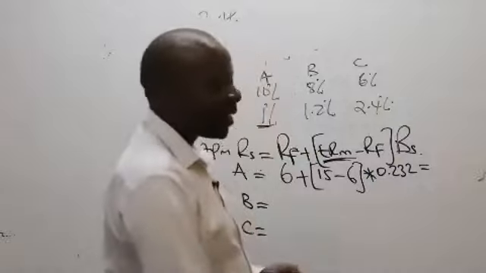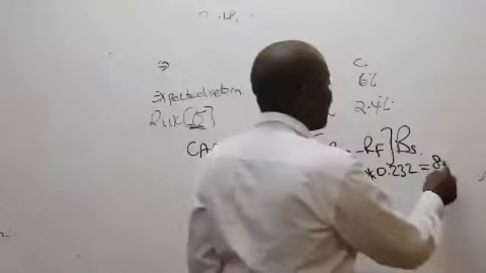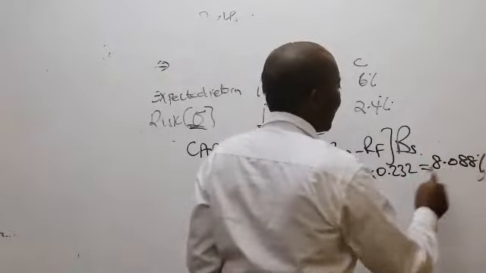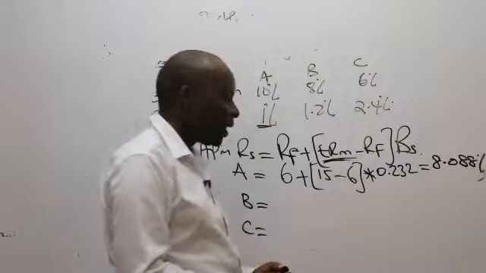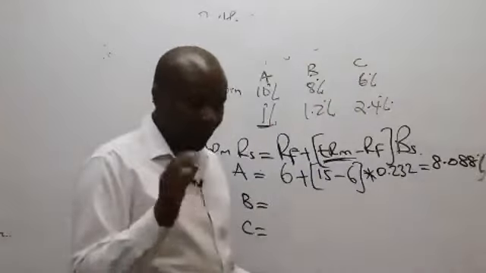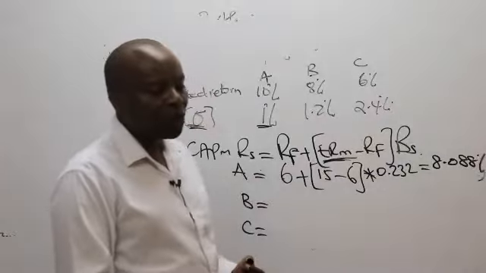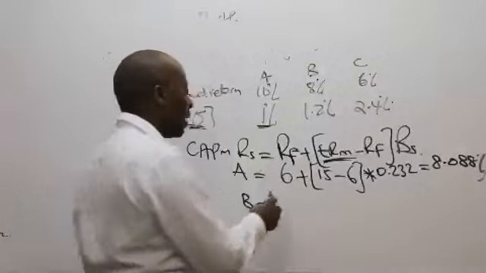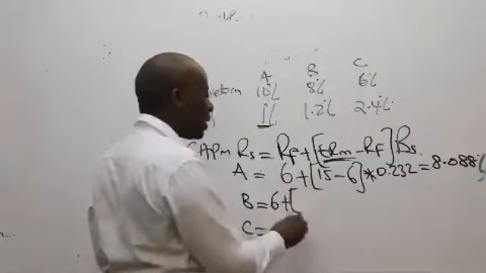Thank you. So it is 8.088%, and I like the way they are now consistent with decimal places. There are 3 decimal places. So please go to B. B, what do we have? Every other thing will remain the same.